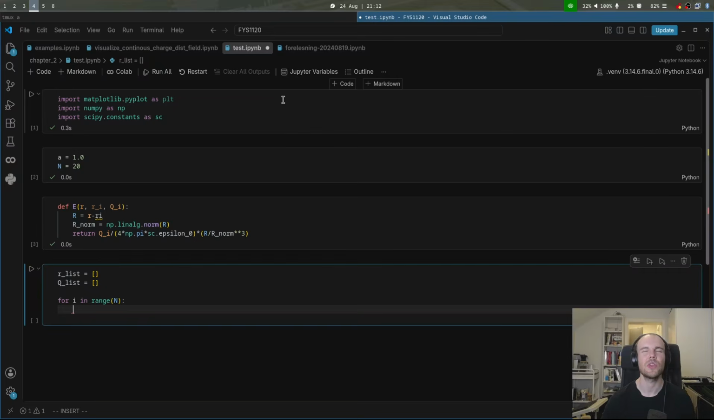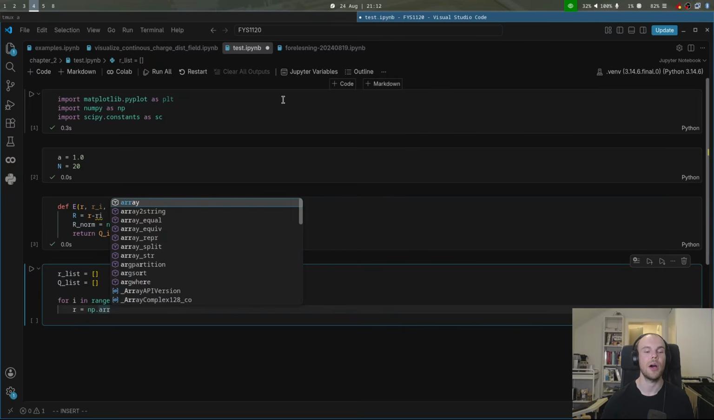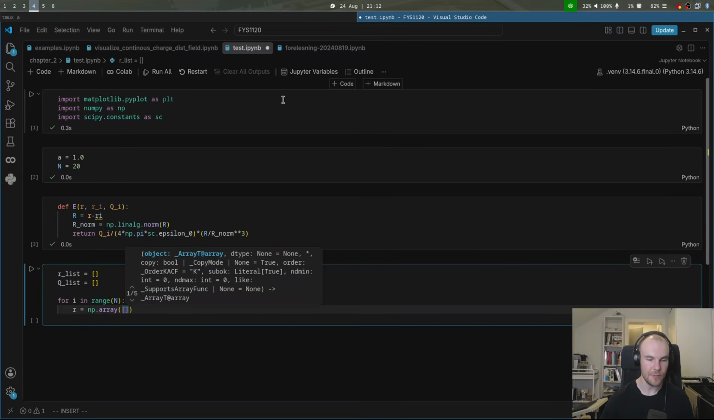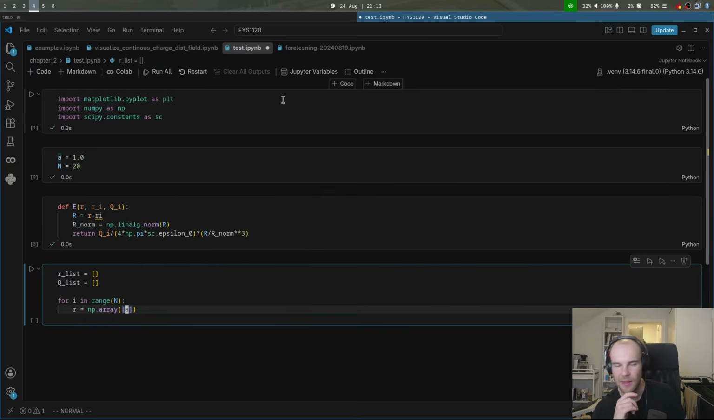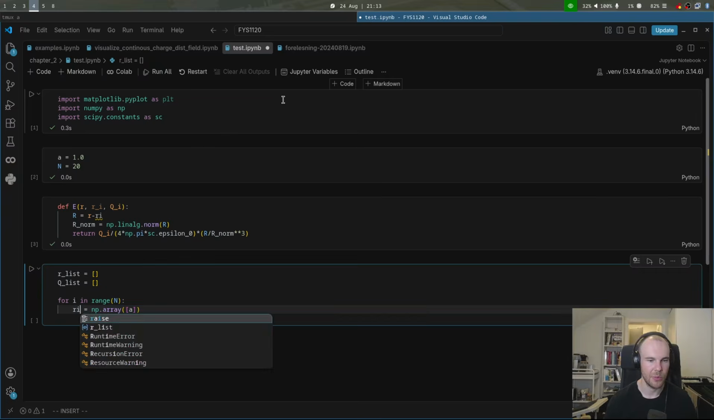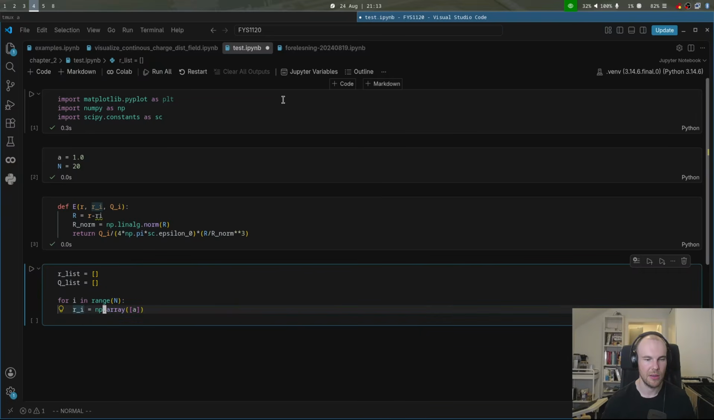I need to specify what R is. Let's see. Of course, we can state that R here is equal to numpy dot array. It should be 3 coordinates. That's one specific R. That's not our R. I want Ri. I'll call this Ri. Yes, Ri. Just like that.